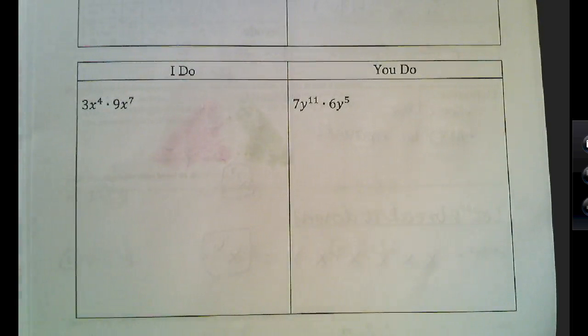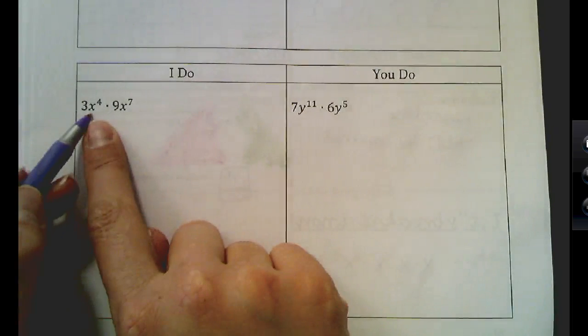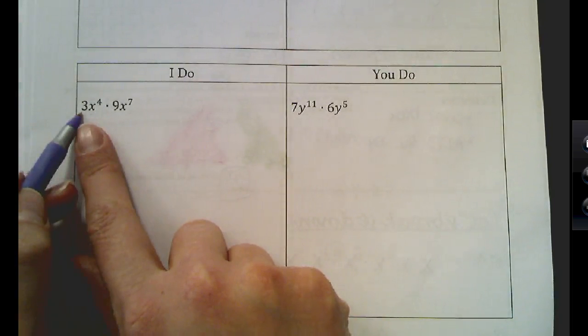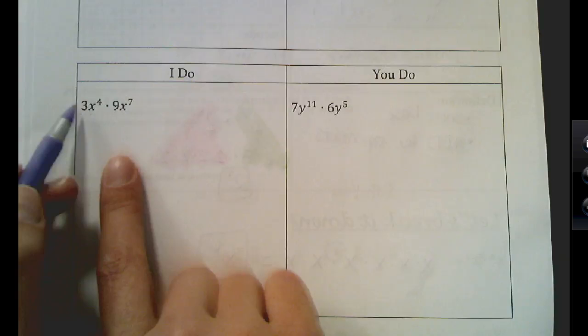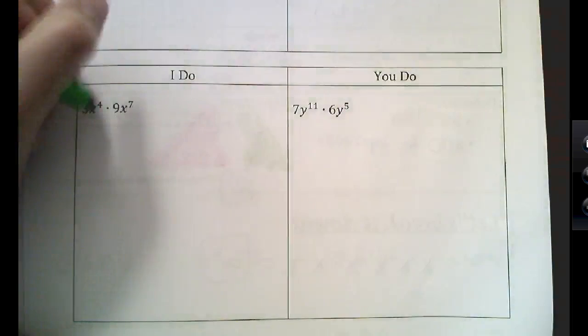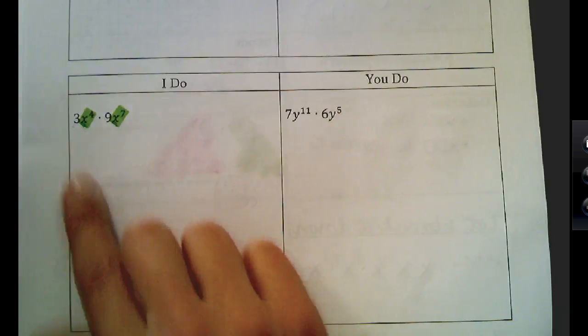All right, let's go down to this bottom section here. This time, not only do we have these variables, but we've got a coefficient in front of them. Coefficient is just the number in front of a variable. So I've got 3x to the 4th power times 9x to the 7th power. The base for these right now, this x to the 4th power and this x to the 7th power, those are kind of like separate pieces. We could actually pull this apart.